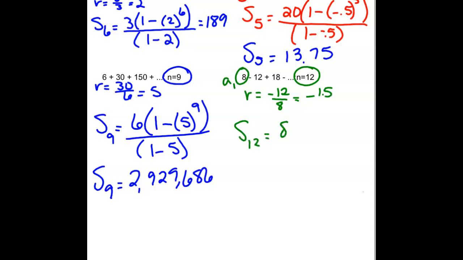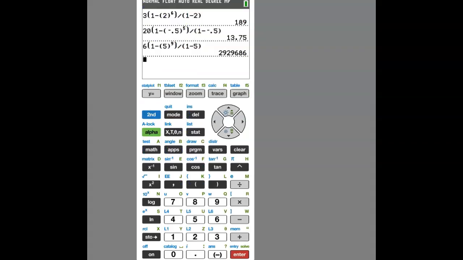All right, let's sum our 12 numbers. We take our first term, which is an 8, times 1 minus that R value, -1.5. And remember, that has to be in parentheses. Power would be 12. For the denominator, we need 1 minus our R value. All right, so once again, let's grab our calculator to type that in.